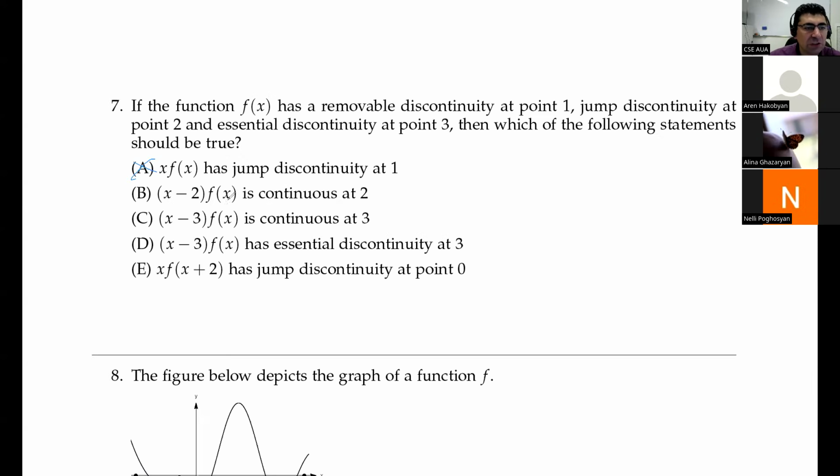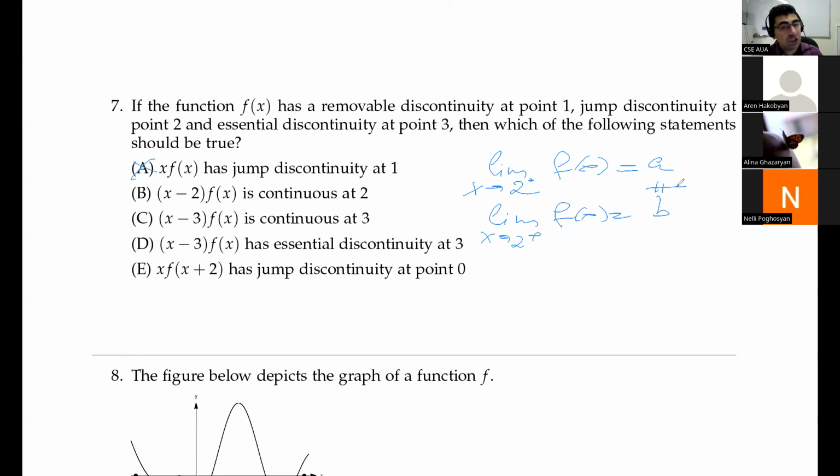Now let's discuss statement B. What do we know about function f at 2? That it has limits from right and left, but different limits. From the left side, our function has some limit. Let's say the limit is a, and the limit from the right side exists and is another finite number b, but since we have a jump discontinuity, a and b are different.